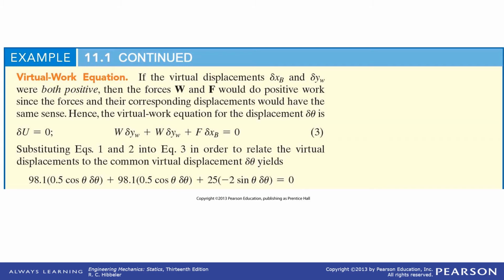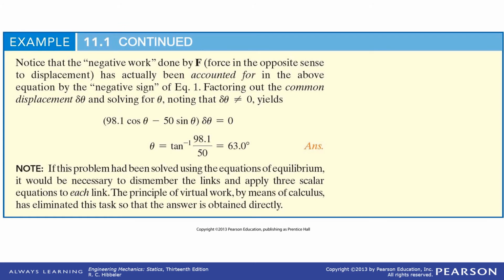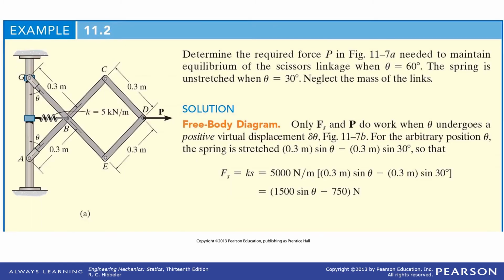So now we can get an expression in terms of tangent. And that's exactly what we do. We crunch the numbers, we do the math, and we get this number. If we had used equilibrium, we would have had lots of work. So we've eliminated some tasks so that we get the answer quickly. That's the point of virtual work. We can get to answers quickly.